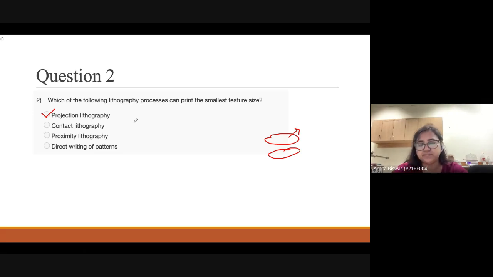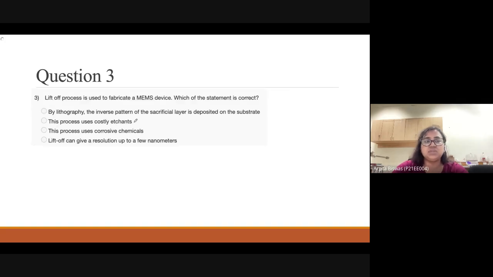So in contact lithography, there is direct contact between the mask and the layer, and in proximity there is a small gap. And in projection lithography, between the mask and the layer where we have to do the lithography, a lens is present. So it decreases the feature size. So the right option is projection lithography. So we are moving towards question number 3.